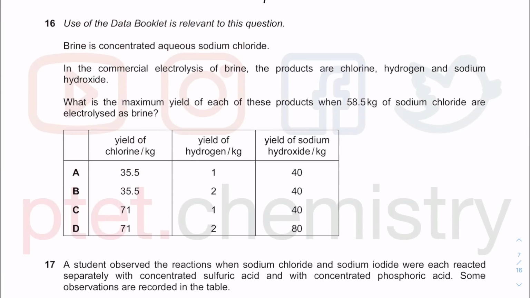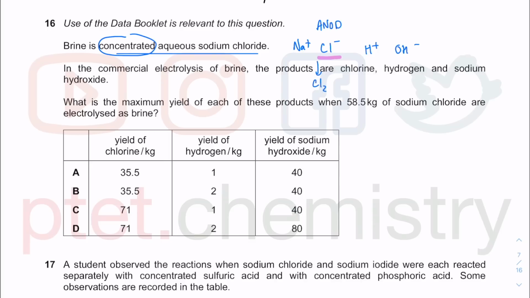Question 16. This topic has been taken out of the syllabus from electrochemistry, so you will no longer find electrolysis in the AS electrochemistry topic. Regardless, it's something that you have done from your O level. So NaCl, Na plus, Cl minus, H plus and OH minus. When you have these concentrated aqueous solutions, we know that it will favor discharge of the Cl minus, giving you chlorine at the anode.